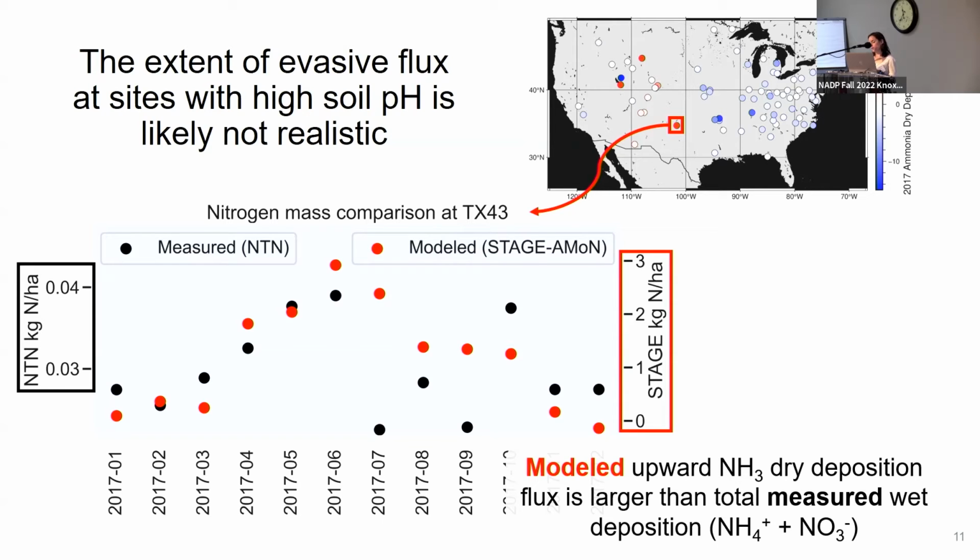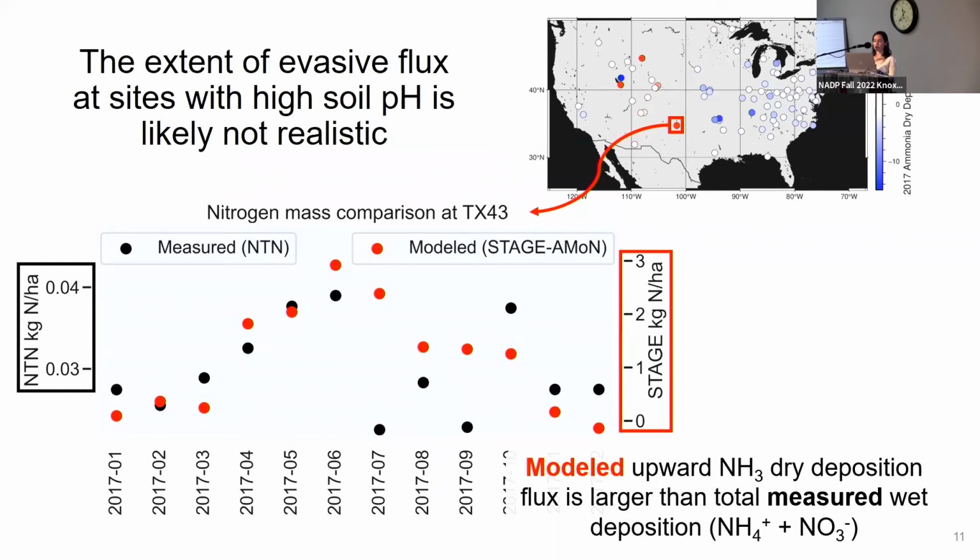And so this suggests to us that it's likely not realistic that these high soil pH sites have such large evasive fluxes. But that being said, we're using what we believe to be some of the best available representation of these processes. And it would be really nice to have some more constraints on this process and the influence of soil pH, in particular in these high soil pH ecosystems out west.